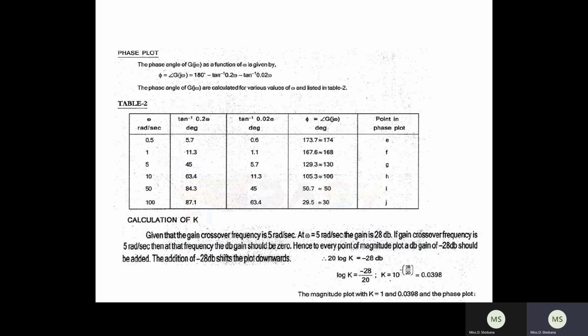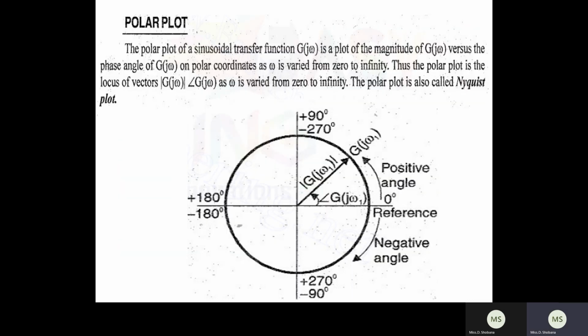Okay, and then we can see this graph, and we can go for the next plot, that is the polar plot. So the polar plot is also a frequency response plot, which is drawn for the sinusoidal transfer function G of j omega. It is a plot of magnitude versus phase angle of G of j omega. Okay, so it will be drawn on polar coordinates. Here omega will be varied from 0 to infinity. So the polar plot is the locus of magnitude of G of j omega versus phase angle of G of j omega.